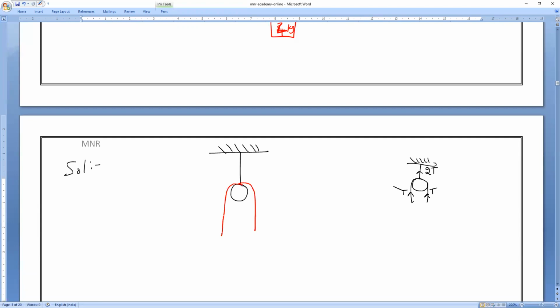Observe: here a 2 kg mass is acting, and here it is coming down, 4 kg. It is the same string, so the tension is the same on both sides. Here it is T, here it is T, and here the tension is 2T. So 2T is equal to the spring force. Am I right or wrong, everyone? Will you all agree with me?